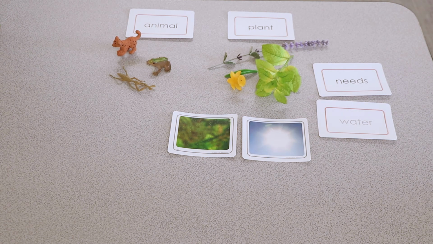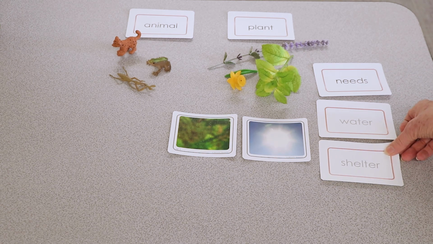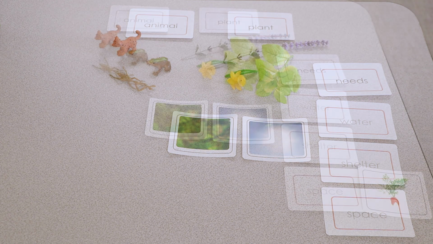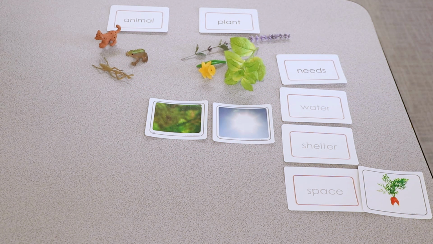How they get moisture is different. They all need shelter of some kind. They need to be protected. All living things need space. Here's one of the things that happens to the carrot when it doesn't have enough space. Perhaps there was a root or a rock or something in the dirt that was blocking the carrot from growing the way we usually see it.